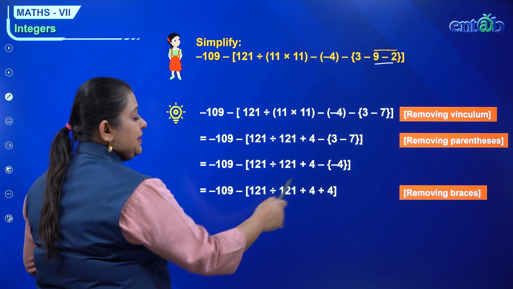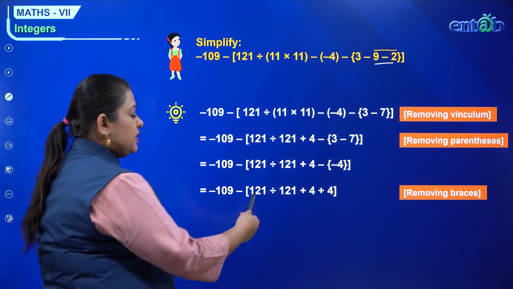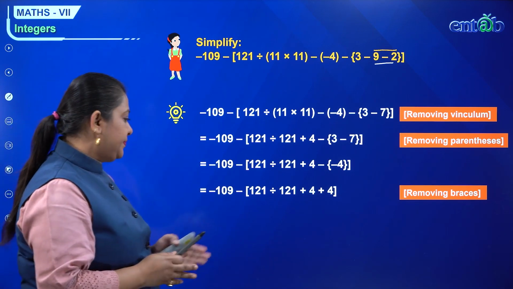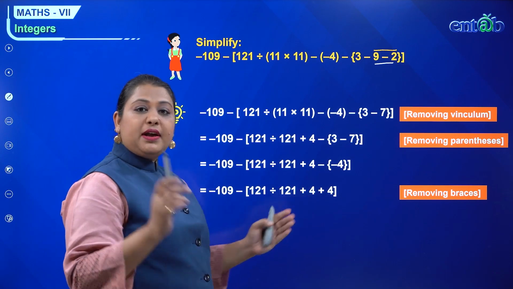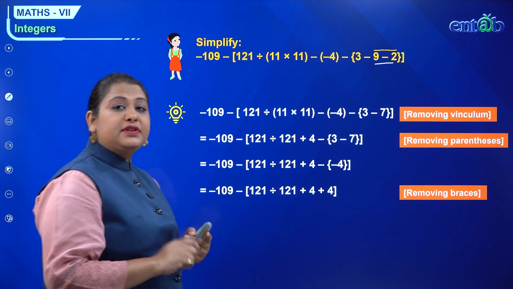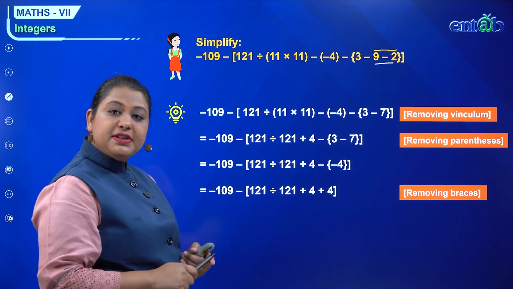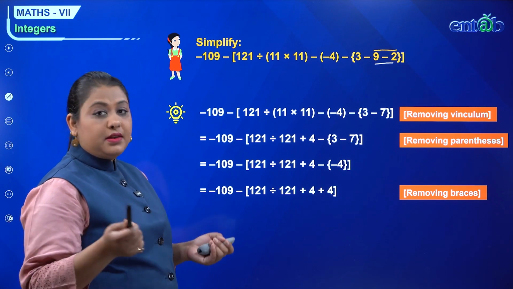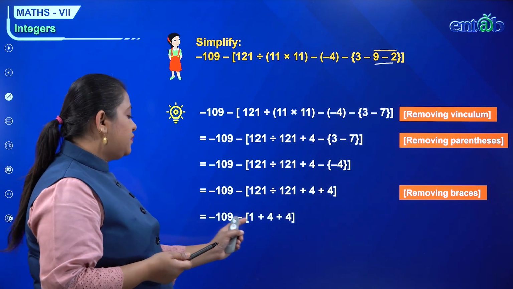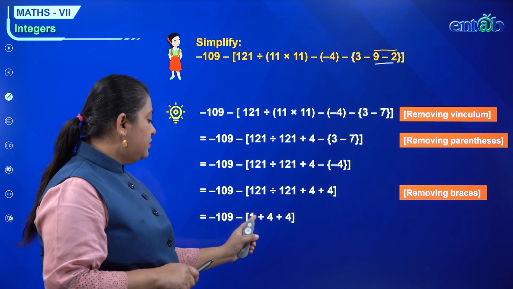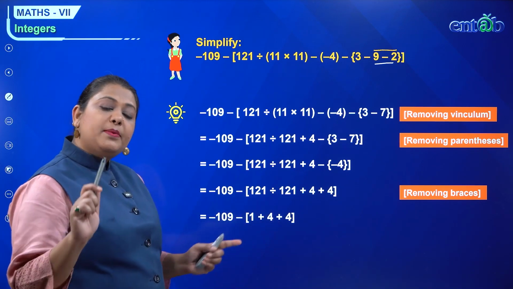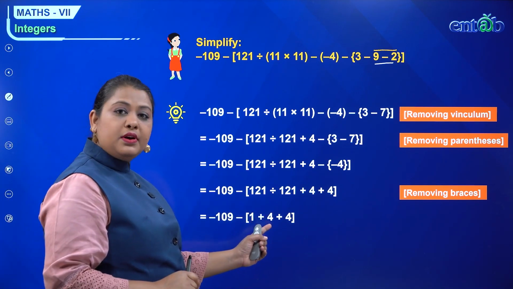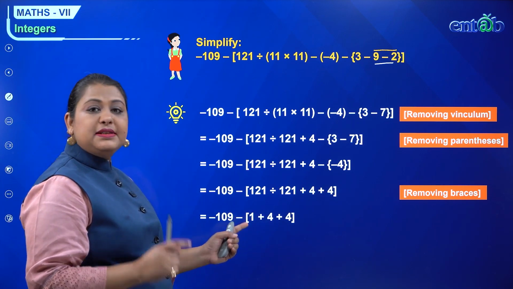Now I just have the big bracket here, that's it. So first let me simplify this expression and then I will be removing this big bracket. So division and addition, I have two operations here. Which one is carried out first, division or addition? Division is carried out first. So what is 121 divided by 121? That is 1, right? So I can write this as 1 plus 4 plus 4. Now it is the same addition operation, so I am going to add these three terms together in one go. What is 4 plus 4? That's 8, and 8 plus 1 is 9.